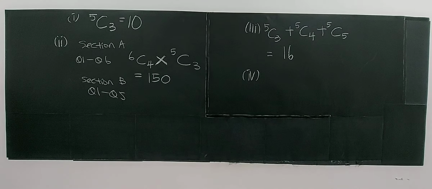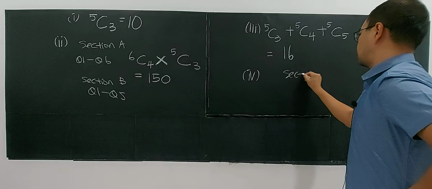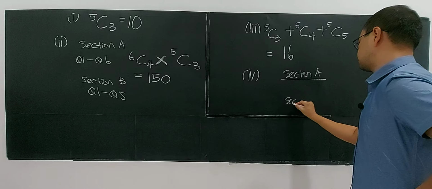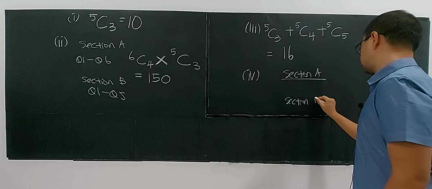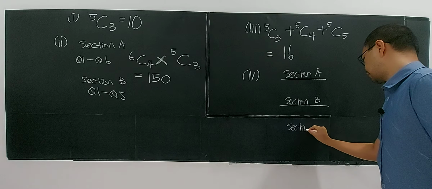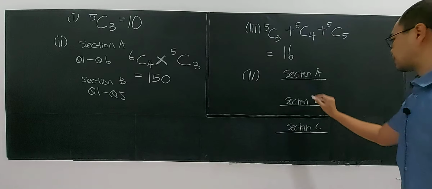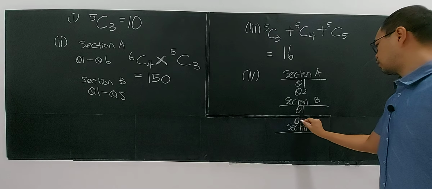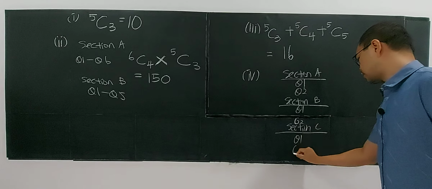What's the meaning here? It means that you have section A, section B, and section C, right? Each section has 2 questions: question 1, question 2, question 1, question 2, question 1, question 2.